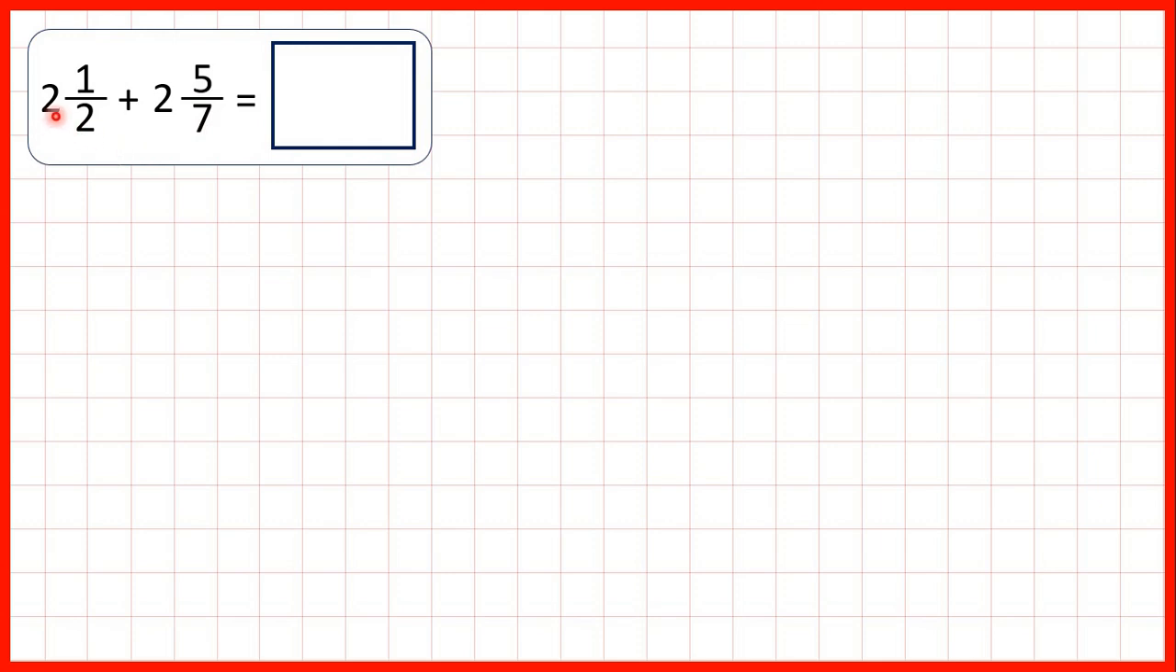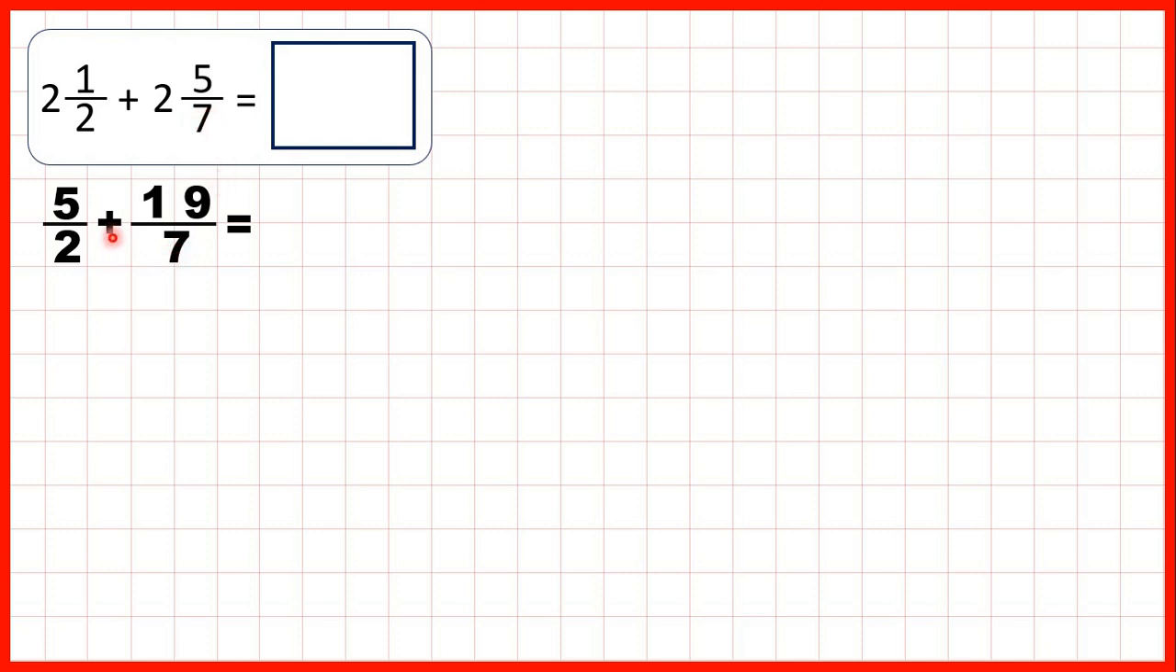And remember, we change a mixed number to an improper fraction by multiplying the whole number by the denominator and then adding the numerator. So 2 times 2 is 4 plus 1 is 5. So that's the numerator of our improper fraction and the denominator stays the same. Now for 2 5/7, 2 times 7 is 14 plus 5 is 19. So that's 19 over 7 because again our denominator stays the same.